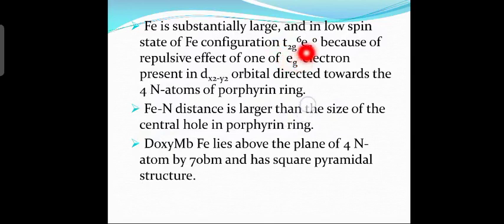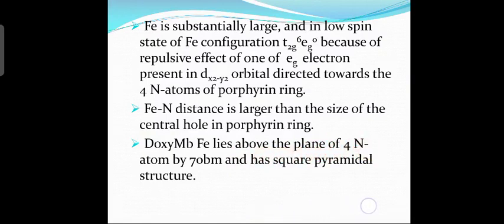So this shows that all electrons are paired up, that means it is diamagnetic in nature. If it is unpaired, it is paramagnetic. In that case, the iron and nitrogen distance is larger than the size of the central hole in the porphyrin ring. If there is no oxygen bonded, the iron will not fit into that hole. This Fe distance will be larger than the size of the central hole. So the deoxymyoglobin iron lies above the plane of the 4 nitrogen atoms by 70 picometer, in a square pyramidal structure.